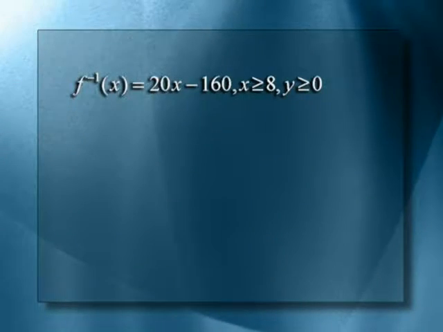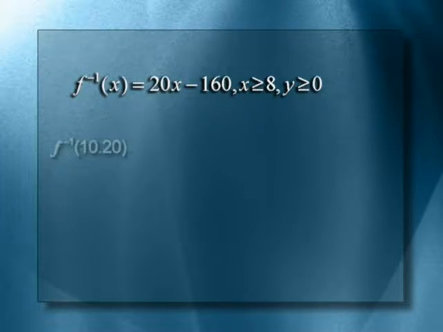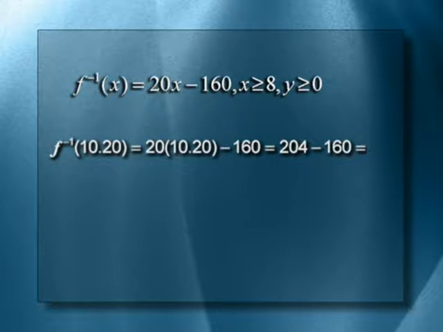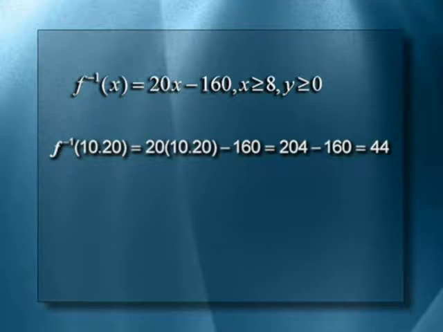Okay, we can now answer the question. They paid me $10.20. How many hamburgers did I sell? Well, plug in 10.20 into this equation, and you get 20 times 10.20 minus 160, which turns out to be 204 minus 160, or 44 hamburgers. I must have sold 44 hamburgers that hour to get the $10.20 paycheck for that hour. Kind of a nice application of inverse functions. And you can imagine in real life, these would be much more complicated.